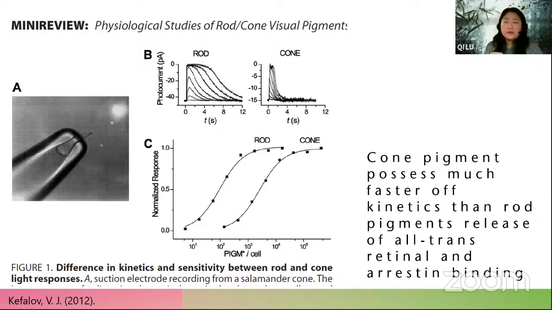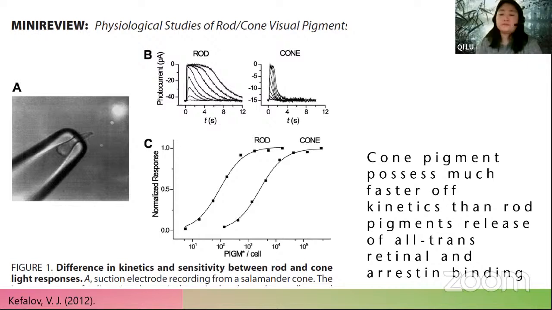The conformational structure and the binding of the Schiff base between the all-trans retinal and the 11-cis retinal of the cone opsin were different from that of the rod opsin. In this review, they also talk about this property that determines the function of the off kinetics of the cone opsin. So cone pigment opsin has faster off kinetics compared to the rod opsin. They mentioned that in this article.